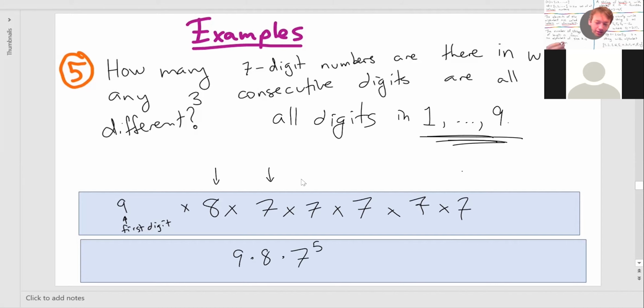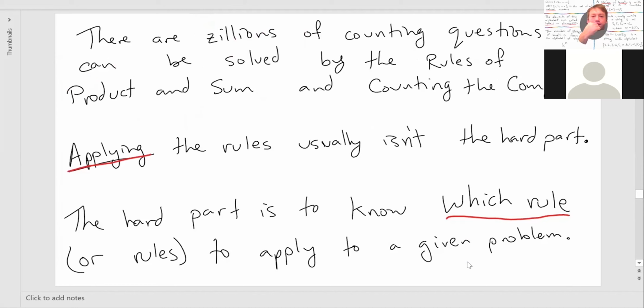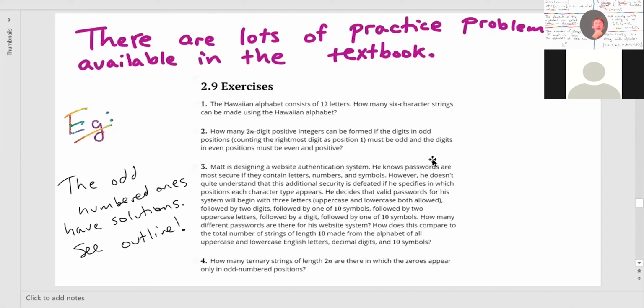So these are just tricky applications of the rule of product. And like I said, there are so many different questions I can ask like this. There are a lot of different questions in the practice problems, and you're going to see this in the assignment. Like I said, when you know which rule to use, it's usually not the hard part. The tricky thing is finding out which rule to use at what time. So there's a whole bunch of practice problems in the textbook.